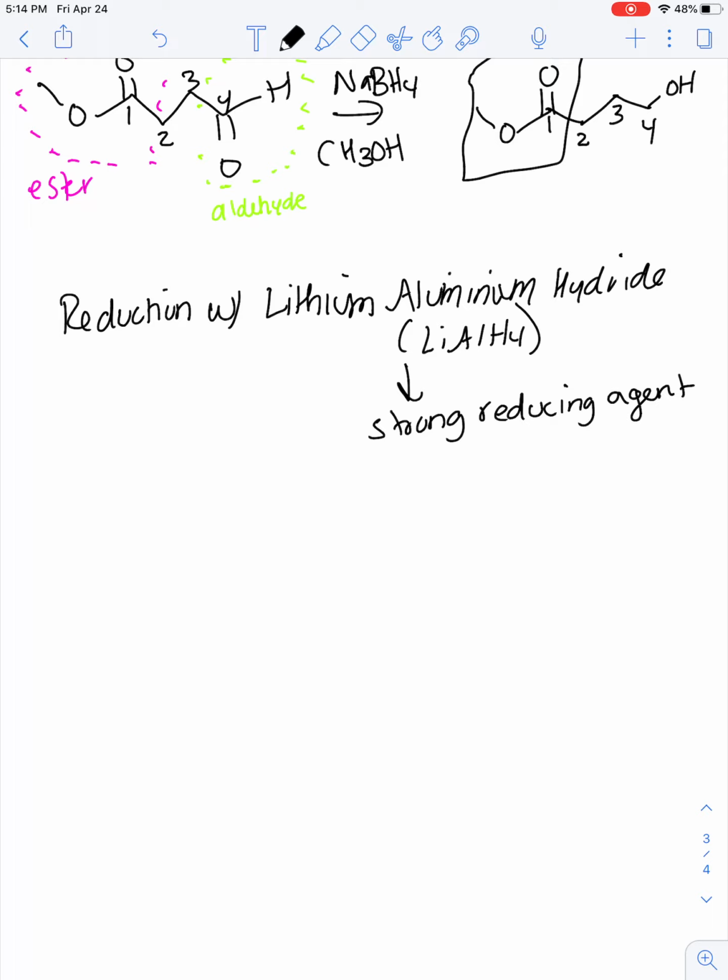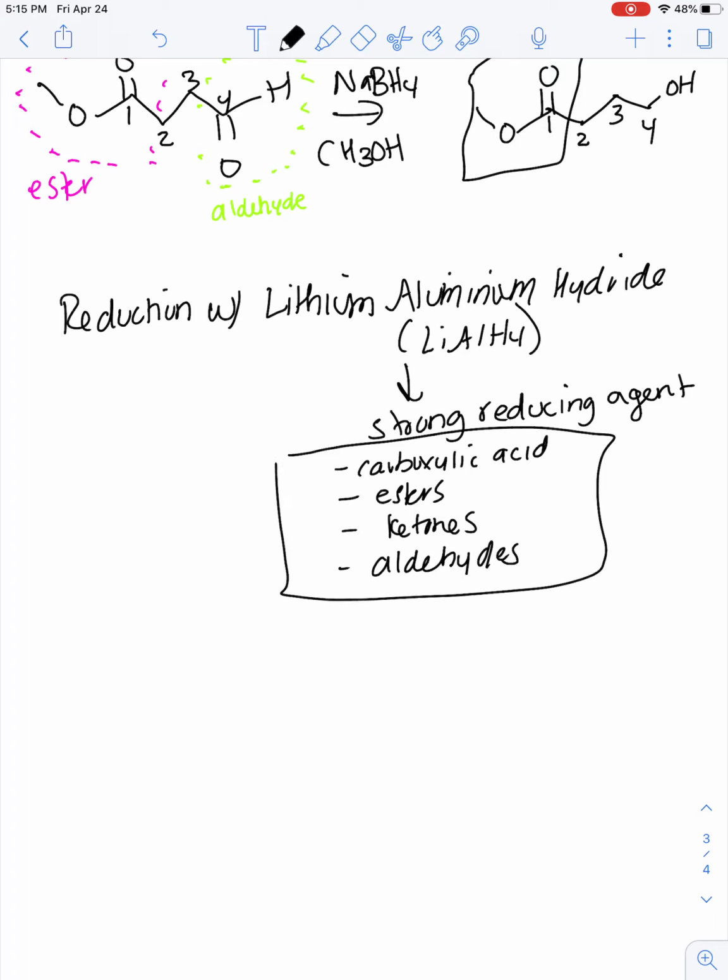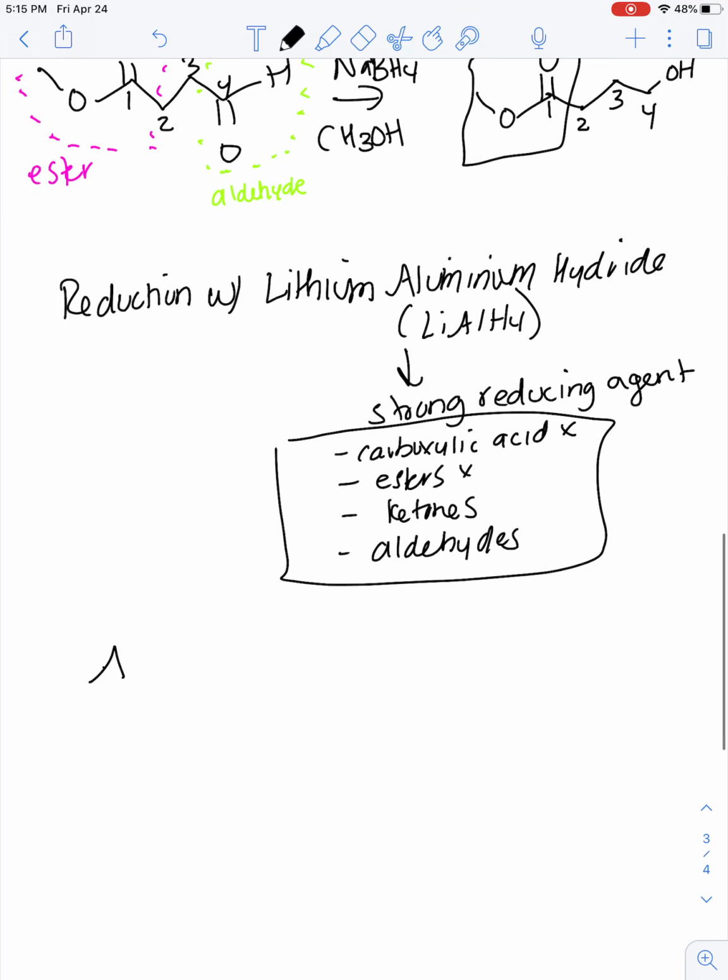So again, it's going to react in much of the same way as the sodium borohydride. It's just going to be a much stronger reducing agent. So it's going to basically unselectively reduce all the carbonyls that you have in a certain compound. So that means it can do carboxylic acids, it can do esters, it can do ketones, it can do aldehydes, it doesn't matter. So it will reduce all of these different functional groups, unlike sodium borohydride, which cannot do carboxylic acids or esters.